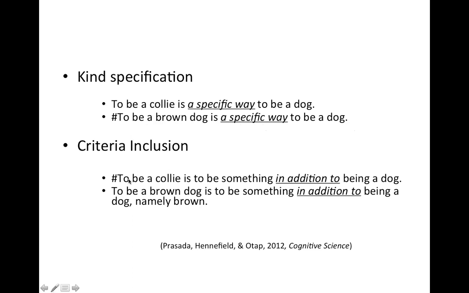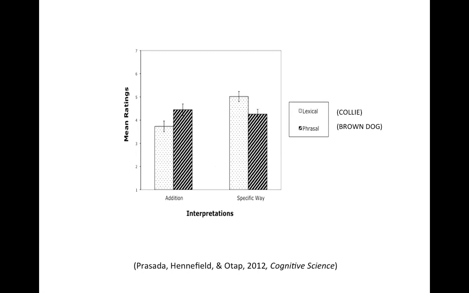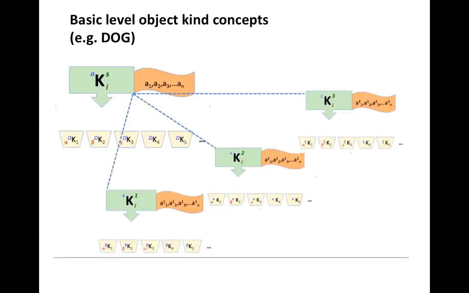On the other hand, it should sound odd to say to be a collie is to be something in addition to being a dog, but it should sound perfectly fine where you have a phrasal concept which identifies a class of things. So for example, to be a brown dog is to be something in addition to being a dog, namely brown, should sound good. And we get the predicted interaction in that lexical nominals are interpreted as names for kinds and thus support the kind specification relation. But phrasal expressions identify classes of things, and the kind of expression sounds odd there. Okay, so there we have a little bit of evidence for this kind of relation being represented between kinds and subkinds.